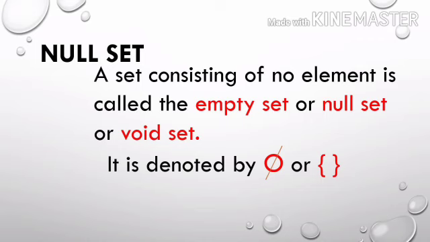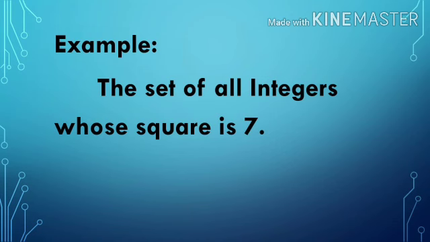For example, the set of all integers whose square is 7. Tell me one integer whose square is 7. We have no integer whose square is 7. Therefore, it is the example for null set. There is no element inside the set, so it is null set. Let's see one more example in the following video.